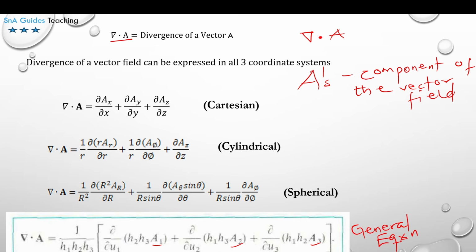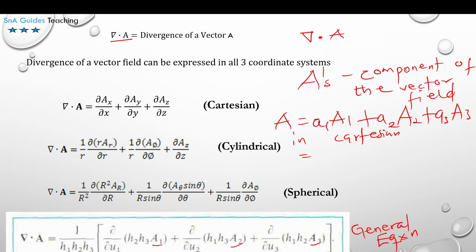Okay, we all know that any vector can be broken into components along the three coordinate directions, right? So A is equal to A1 times unit vector a1, plus A2 times a2, plus A3 times a3. In Cartesian, this is going to be AX, AY, AZ. Okay, so these are the components of the vector field.